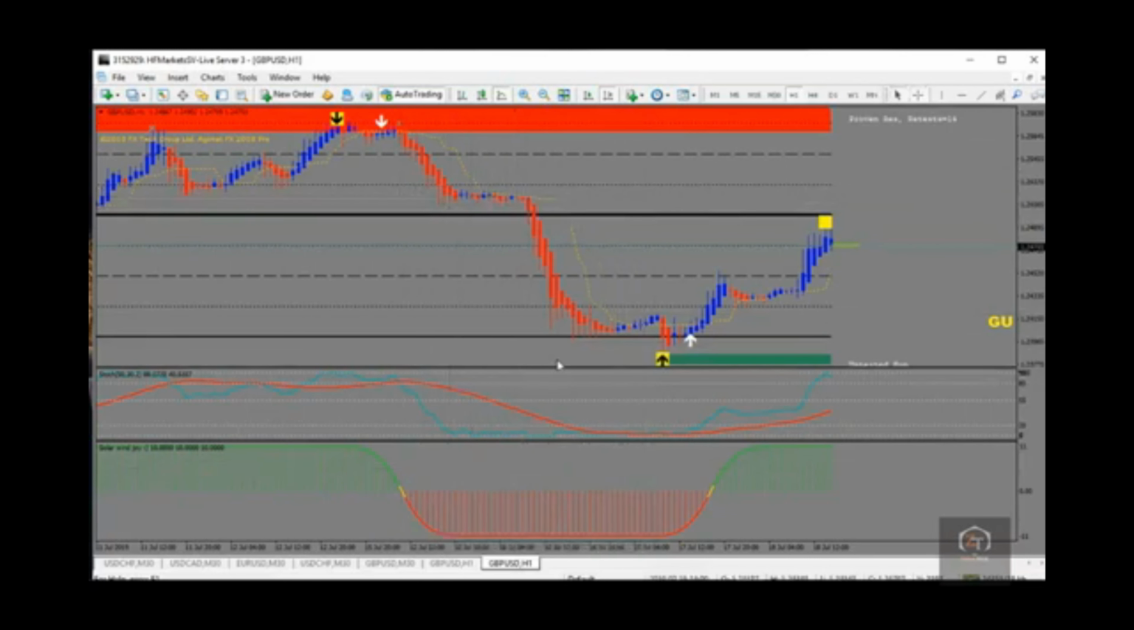Okay, since I've shown you guys Solar Wind and the stochastic oscillator, let me show you guys another thing you can also add.